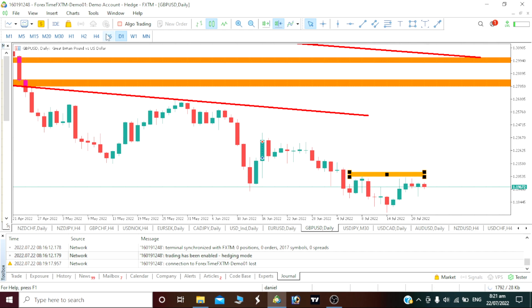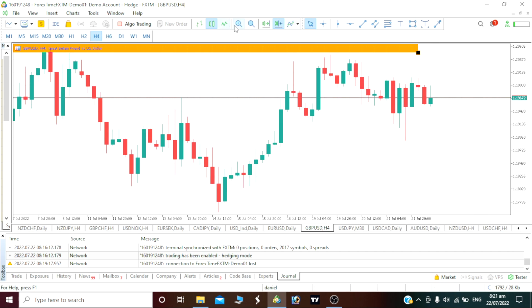Let's see it on our 4-hour time frame. You can see on our 4-hour time frame, price is actually ranging within this area. Let's start from here. This was our lower highs, our lower lows, right? And since then we saw these lower lows. Then our price pushed up and started ranging within this area on our 4-hour time frame.